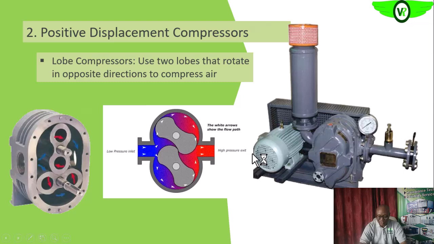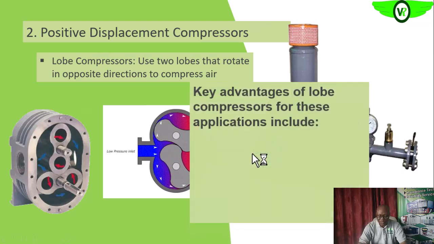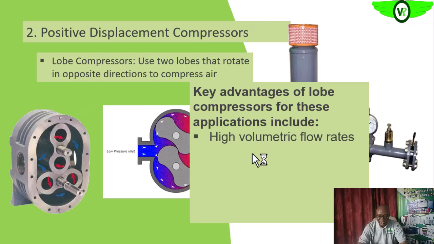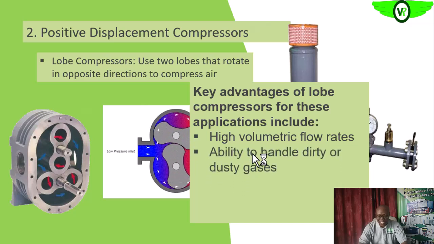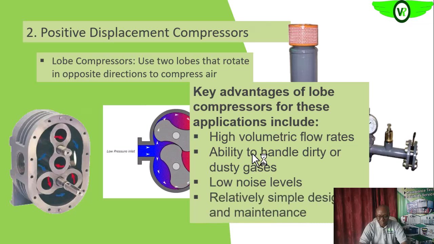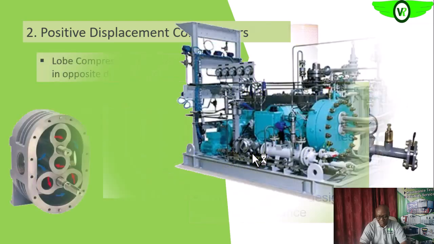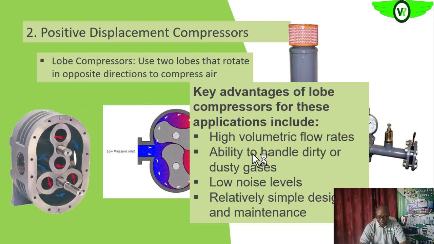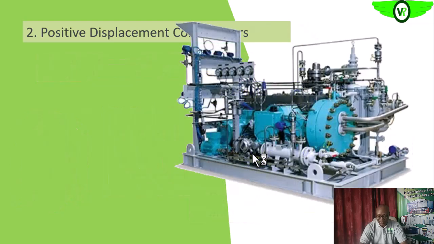That's how you see it also in the field. So what are some of the advantages and applications? They have very high volumetric flow rate. They can handle dirty or dusty gases. They have low noise level, as we said on the rotary screw compressors. Then they are also very simple in design. You will also see them in air conditioning and refrigeration applications.